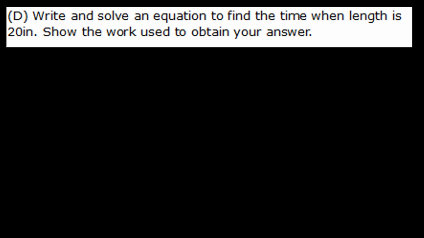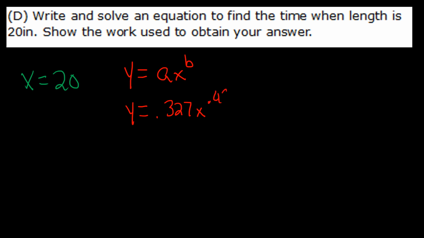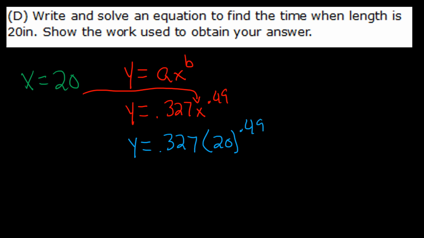So part D says, write and solve the equation to find the time when the length is 20 inches. So in other words, our input is now 20 inches. So our x value equals 20. So we take the equation y equals ax to the power of b, which we know y is equal to 0.327x to the power of 0.49. And we're going to plug 20 in for x. So when we do that, we get y equals 0.327 times 20 to the power of 0.49.